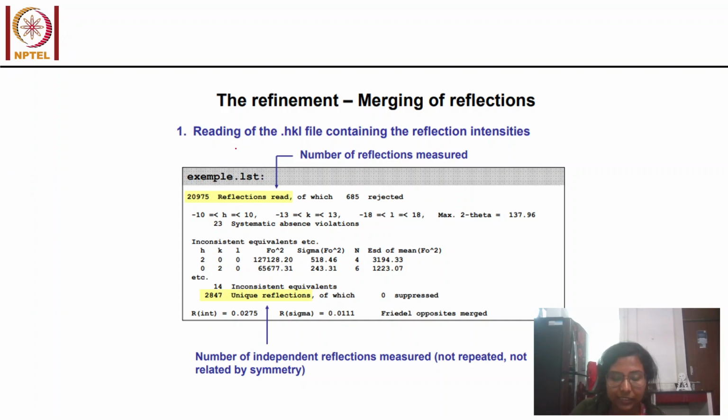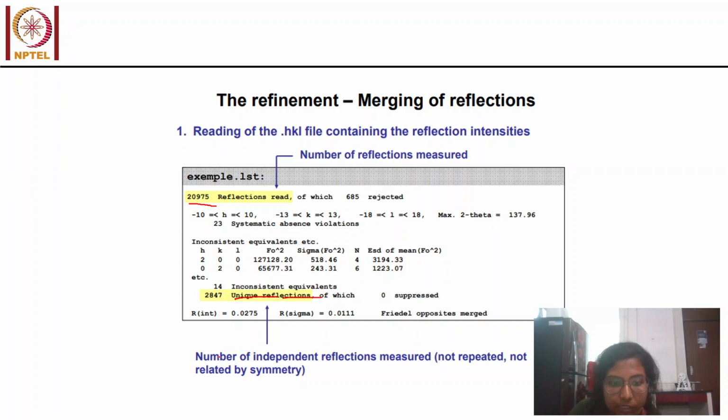So this is one example which I took from the internet. Suppose we have collected 20,975 reflections. So this is like a complete data. You can see we have measured 20,975 reflections or diffraction spots. Out of them, only 2,847 are the unique reflections. What do you mean by unique reflections?